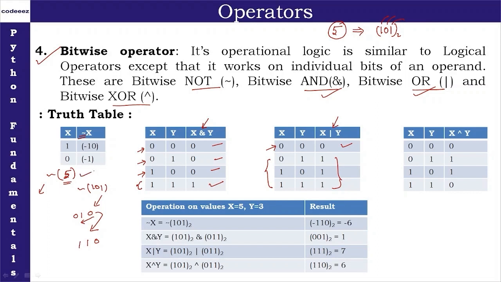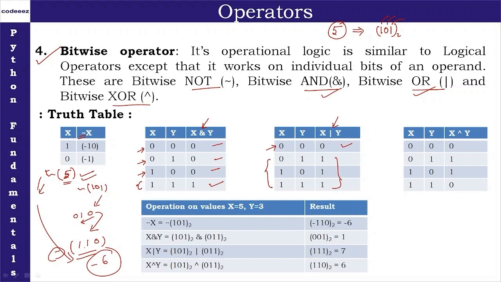Now it was positive 5. Here it will give you the negative of this number. So 110. What is this 110? It is 6, and this sign will be added because here it was positive, so here it is negative. So here we get minus 6 as a result. So this is how the bitwise NOT operator works. It simply takes the ones complement of a number, right?